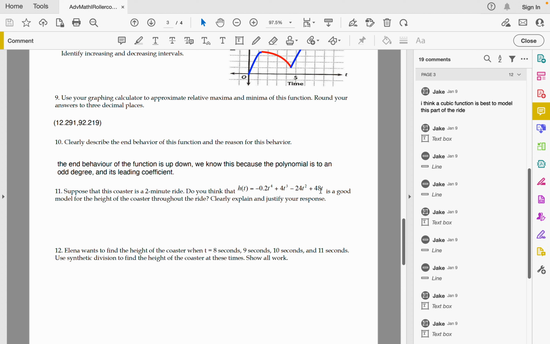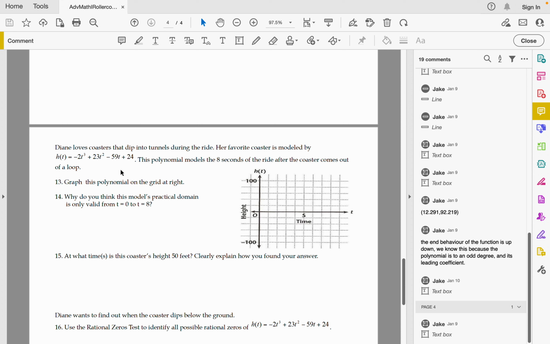And then it says, Diane loves coasters. Her favorite coaster is modeled by this function. It says 8 seconds, and the ride comes out of a loop. Graph this polynomial. I think you can do that. Is it a good model from 0 to 8? At what time is the coaster 50 feet?